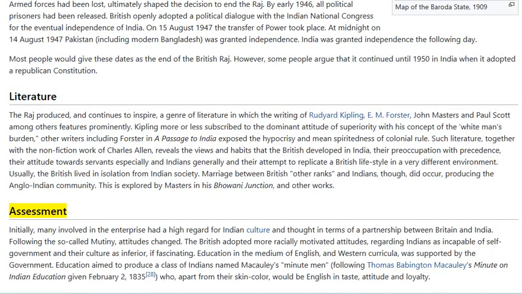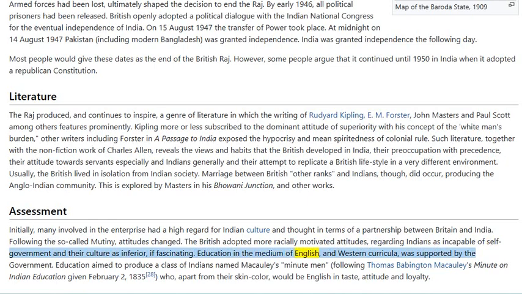Assessment. Initially, many involved in the enterprise had a high regard for Indian culture and thought in terms of a partnership between Britain and India. Following the so-called mutiny, attitudes changed. The British adopted more racially motivated attitudes, regarding Indians as incapable of self-government and their culture as inferior, if fascinating.